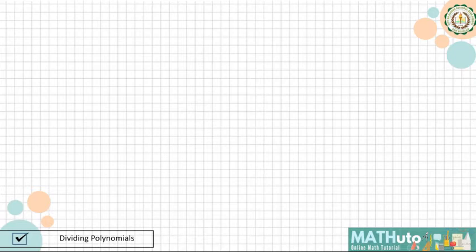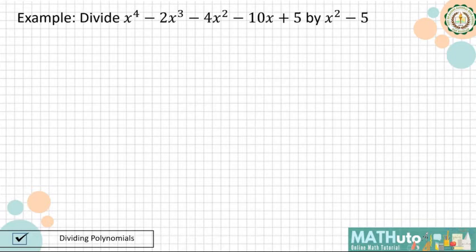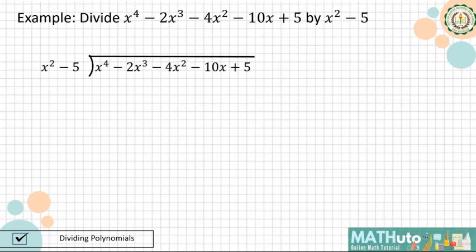Let us now have another example. Divide x raised to 4 minus 2x cubed minus 4x squared minus 10x plus 5 by x squared minus 5. So first, we have to write the divisor and dividend form. Then, the first terms of the polynomial will be divided. So you have x raised to 4 divided by x squared is x squared.